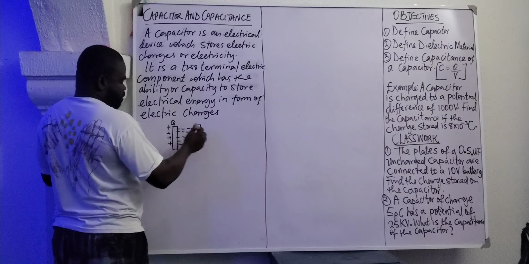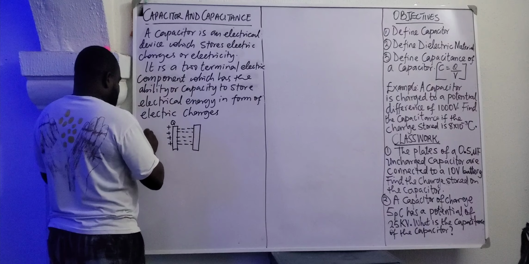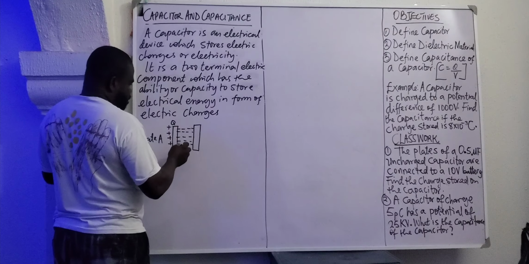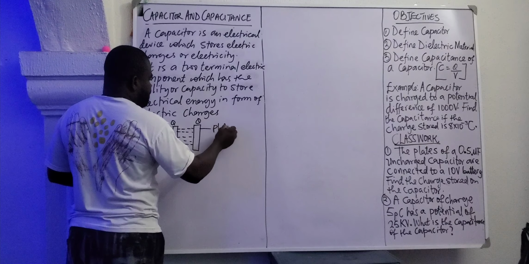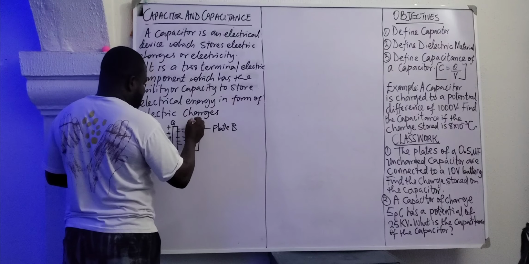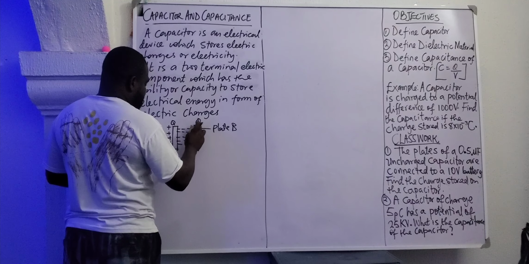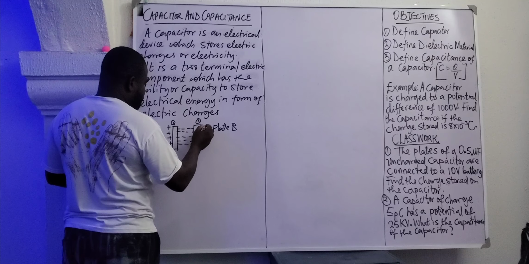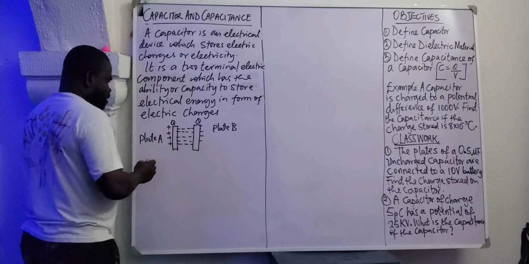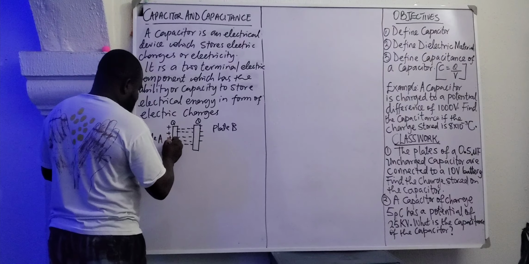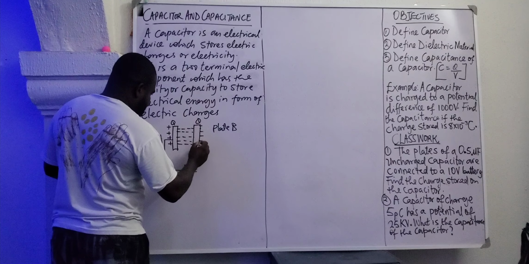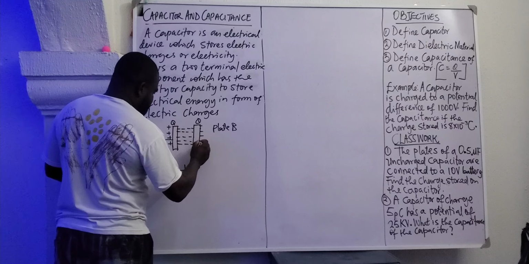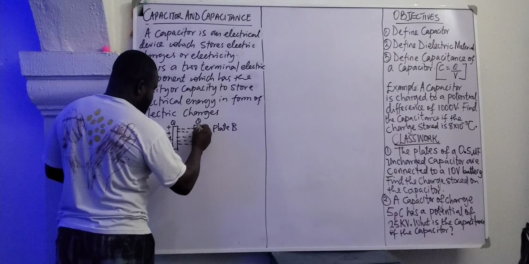So I'm calling this plate A. It's metallic plate A, made up of positive charges, and I call this plate B, metallic plate also made up of negative charges. Now we have equal number of positive and negative charges. What does that mean? It means that the net charge on the capacitor is 0.